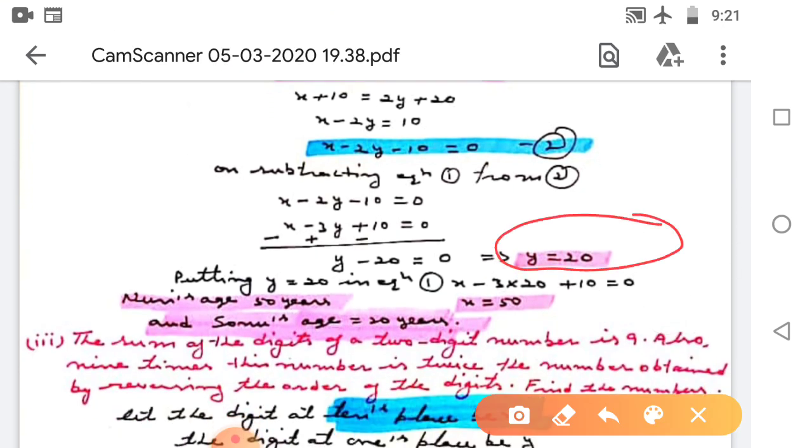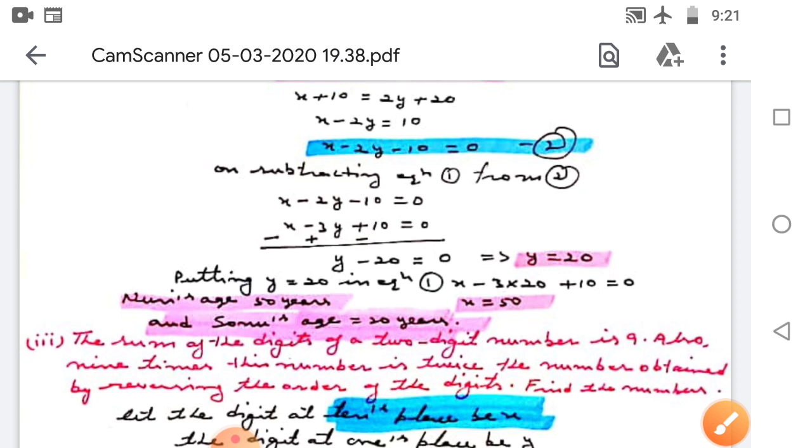the value of y comes 20. Now after putting this value of y as 20 in equation 1, x minus 3 into 20 plus 10 is equal to 0. So x is equal to 50. So we have x is equal to 50 and y is equal to 20. So Nuri's present age is 50 years, and Sonu's present age is 20 years.